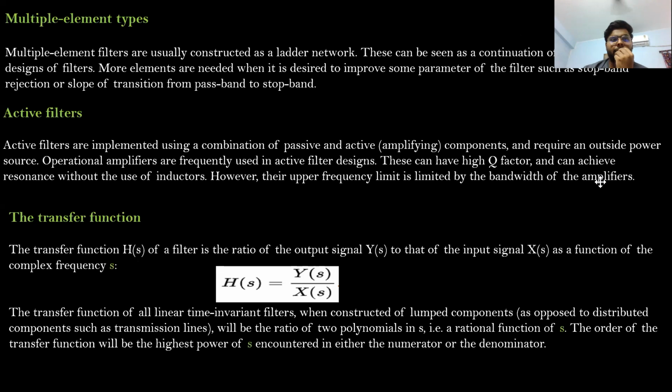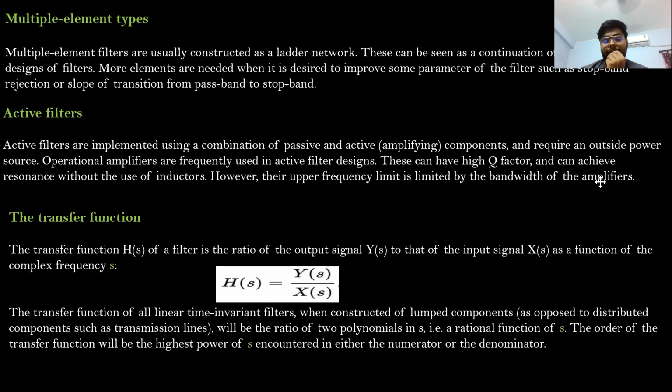Multiple element types. Multiple element filters are usually constructed as a ladder network. These can be seen as a continuation of the L shape, T shape, and pi shape designs of filters. More elements are needed when it is desired to improve some parameter of the filter, such as stop band rejection or slope of transmission from pass band to stop band. Active filters.